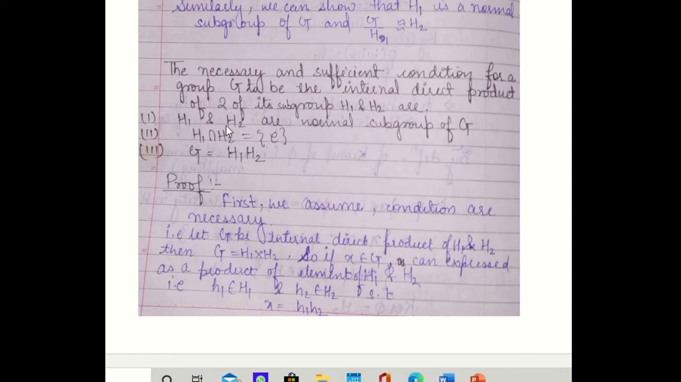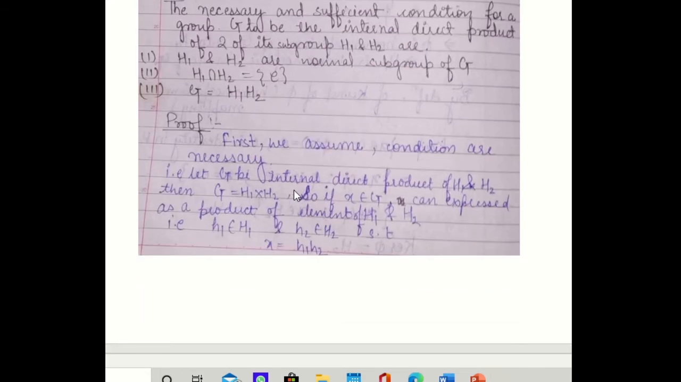That is, H1 and H2 are normal subgroups of G. We have already proved it. And H1 intersection H2 is equal to E. And third is G equal to H1 into H2. First, we assume that the conditions are necessary.